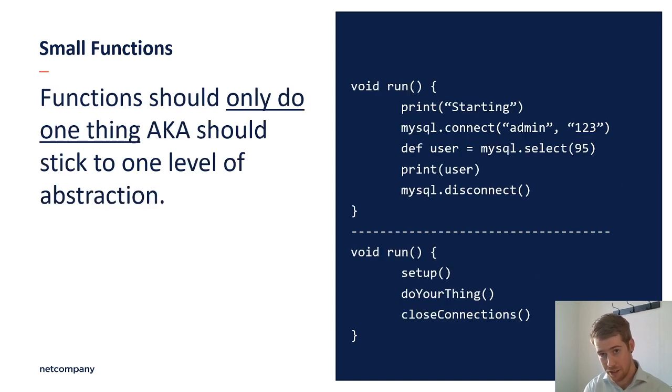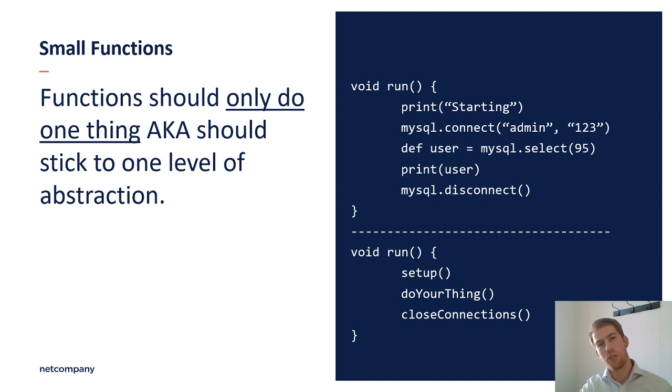Now, and this is very, very important, functions should only do one thing, okay? It should stick to one level of abstraction, and it's a very fuzzy topic to talk about. It's difficult to exactly say what is one thing. But in this case, for instance, we have a program that's run, and we print stuff, we connect to a database, we select a user, we then print the user, and then we disconnect again.